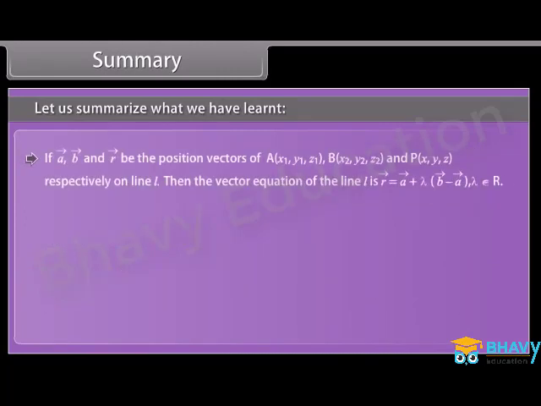if vectors A, B, and R be the position vectors of A (x1, y1, z1), B (x2, y2, z2), and P (x, y, z) respectively on line L, then the vector equation of the line L is vector R equals vector A plus lambda times vector B minus vector A, lambda belongs to real numbers. The Cartesian equation of the line is x minus x1 by x2 minus x1 equals y minus y1 by y2 minus y1 equals z minus z1 by z2 minus z1.